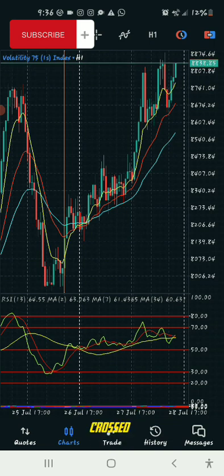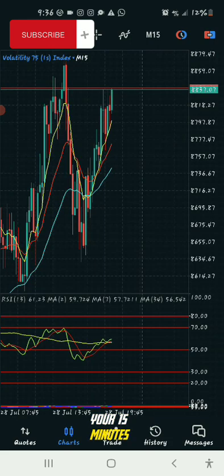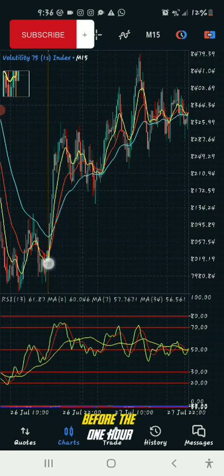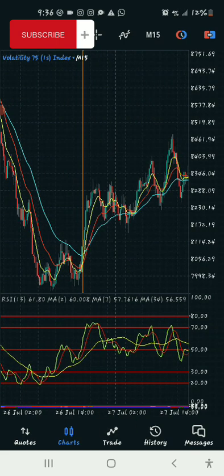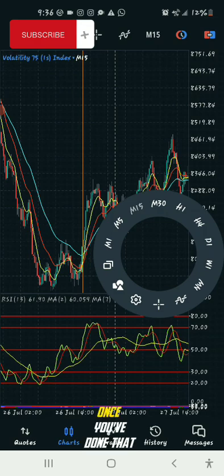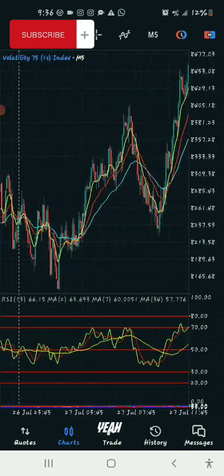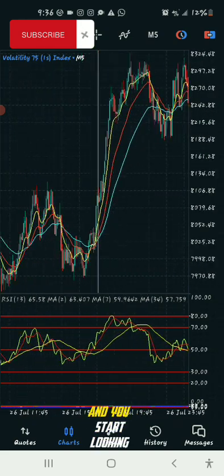So once the market has crossed, you go to your 5 minutes, your 15 minutes. The 15 minutes enters an uptrend or a downtrend before the 1 hour. So you come to your 15 minutes, you see that the 15 minutes is already up. Note the market is not choppy, the market is in a full-blown trend. So once you've done that, you come straight to your 5 minutes and you start looking for your entries.